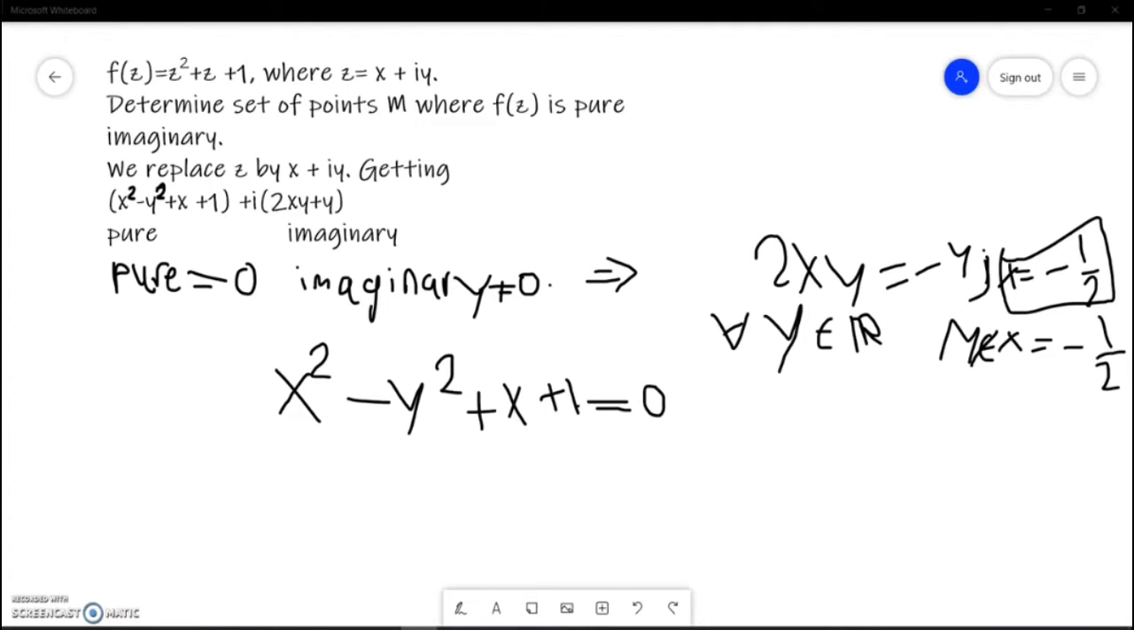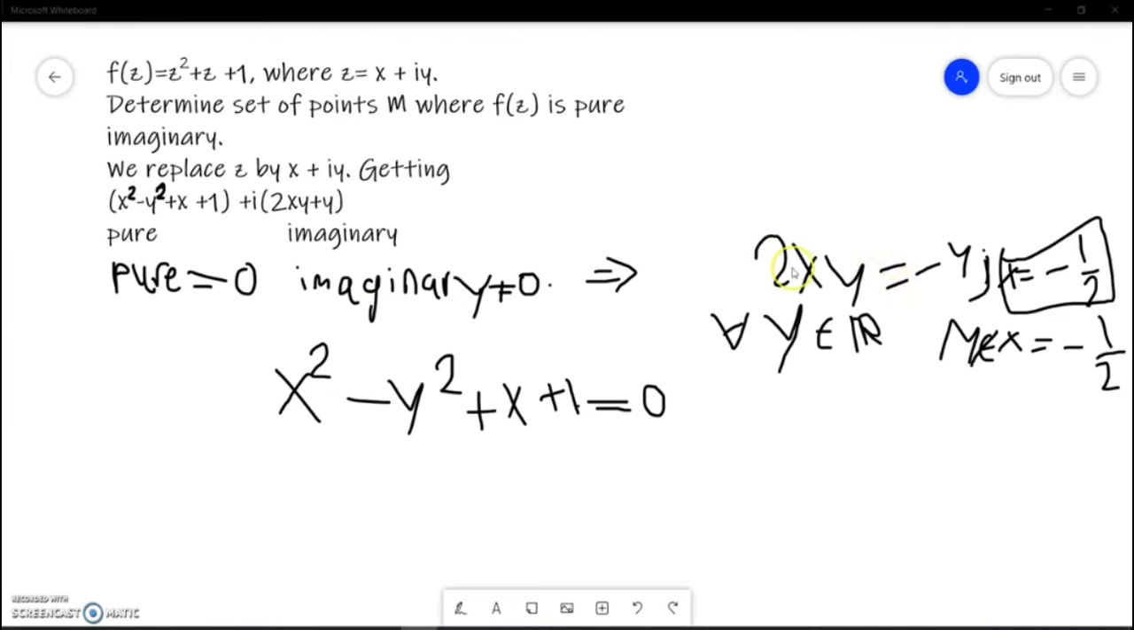Secondly, we know that this part would be the real part, while this part is the imaginary part, because this part has i. So, what does pure imaginary mean? It means that the real part is equal to 0, while the imaginary part is not equal to 0. If we go here, so basically 2xy plus y is equal to 0, that's the part that we do not want.